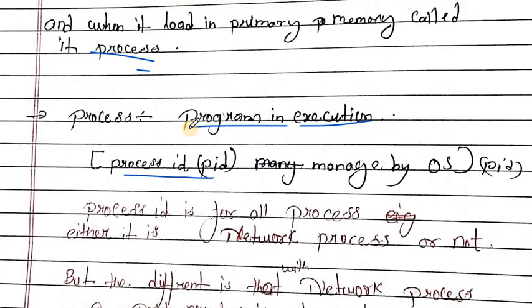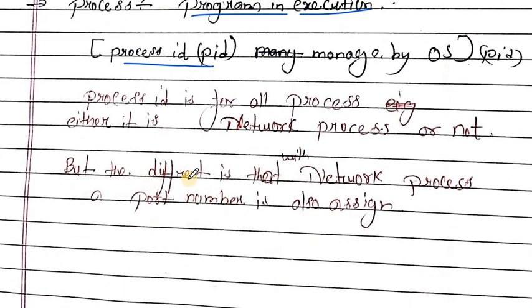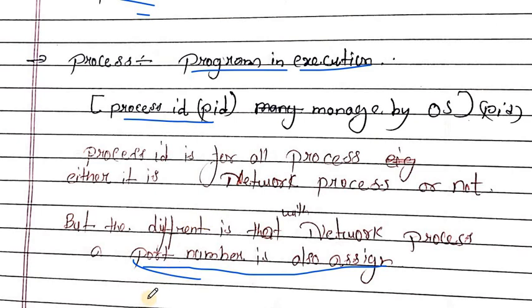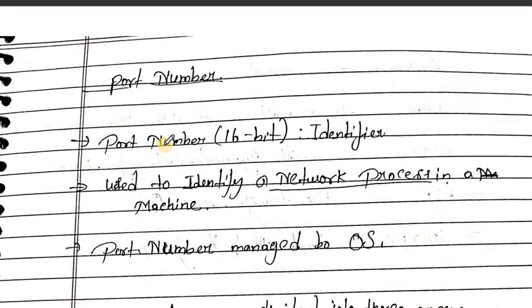But if a process is a network communication process, then the OS assigns it a port number as well. So if a process has a port number, then it must be a network process. For a network process, a port number is assigned. But in a normal process, there is only a process ID.